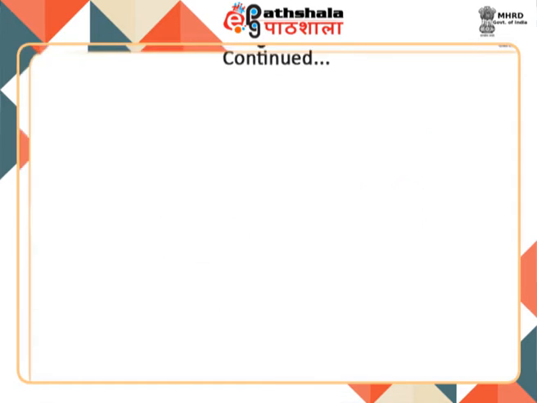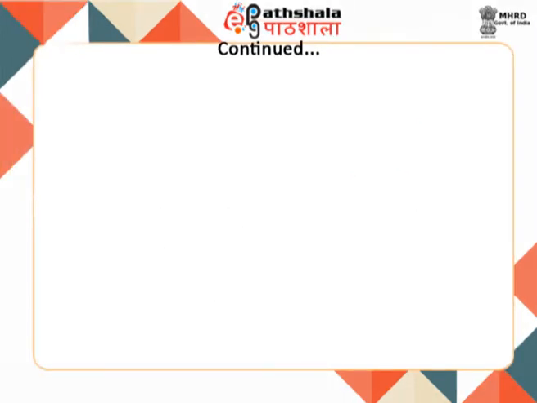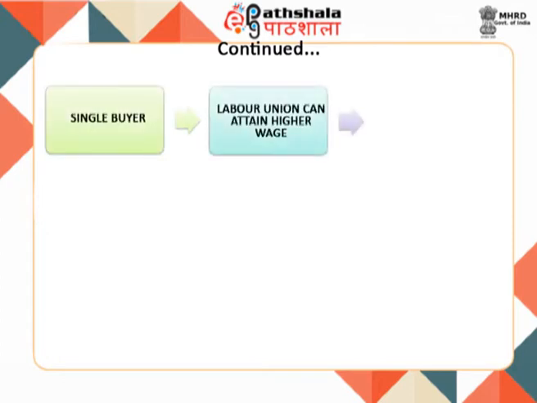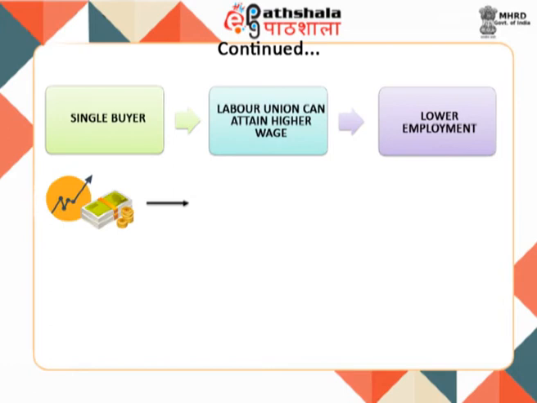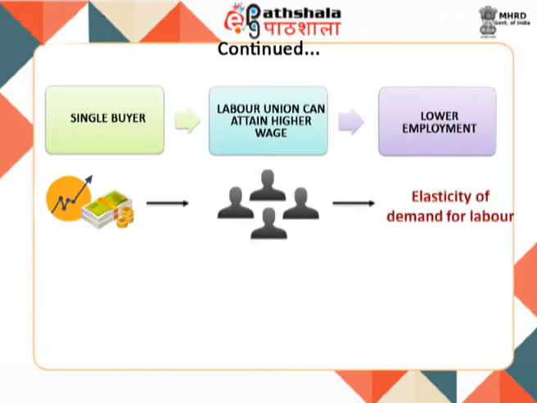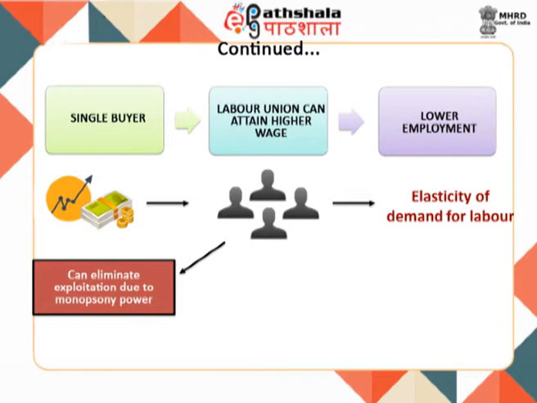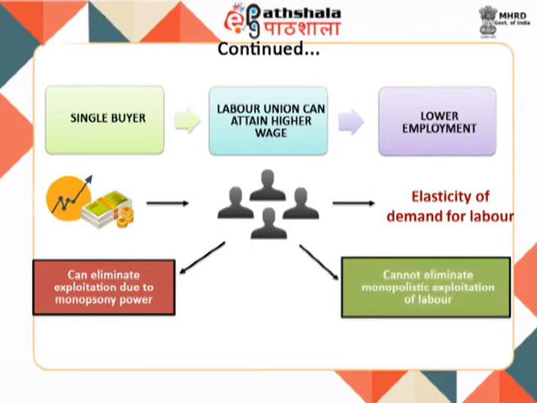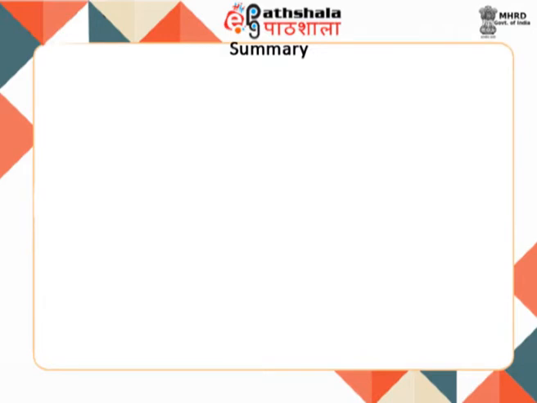It can be concluded that when there is a single buyer firm in the labor market, the labor union can attain a higher wage at the expense of lower employment. The benefits of this higher wage enjoyed by all members of the union depend on the elasticity of demand for labor. The labor union can eliminate only the exploitation solely attributable to monopsony power of the firm, but cannot eliminate monopolistic exploitation of labor. Let us now recapitulate what we have learned in this module.